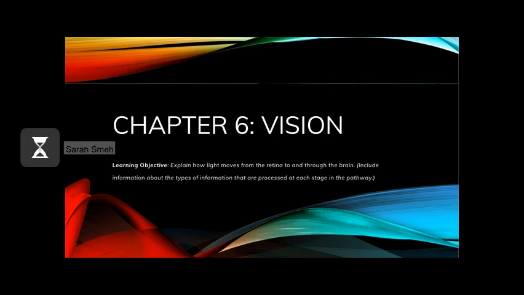Our learning objective for today is to explain how light moves from the retina to and through the brain, including information about the types of information that are processed at each stage in the pathway.